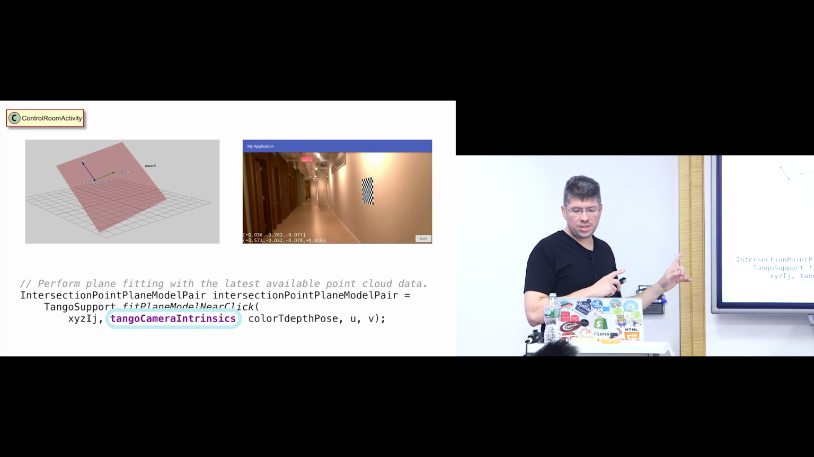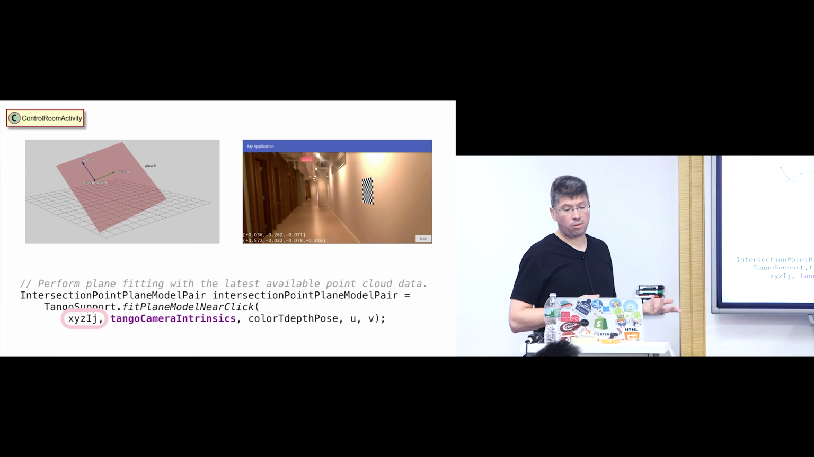And then camera intrinsics here have to do with calibration and the camera's field of view, because that's also a thing that you need to take into account when you're doing AR. That comes from the Tango API itself, so again, it's not something you need to worry about too much. The last important critical thing is the data point cloud itself. That's the last parameter. So that's right there, X, Y, Z, I, J.